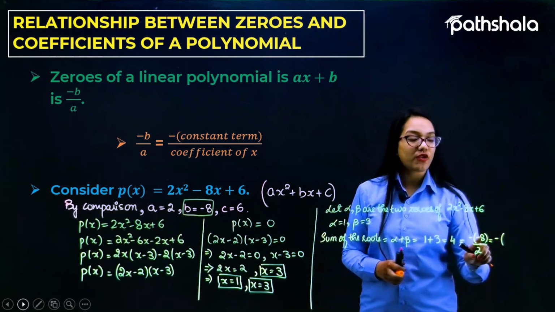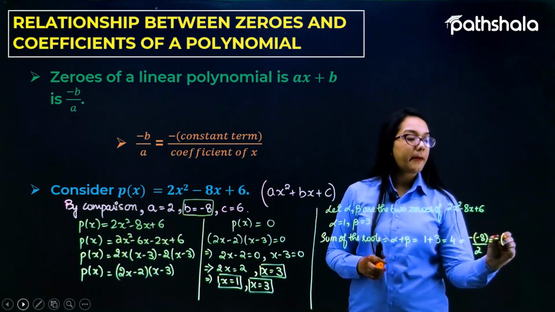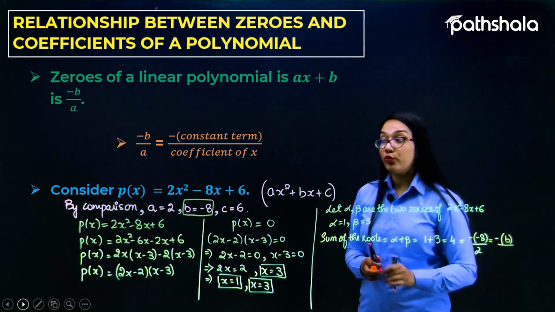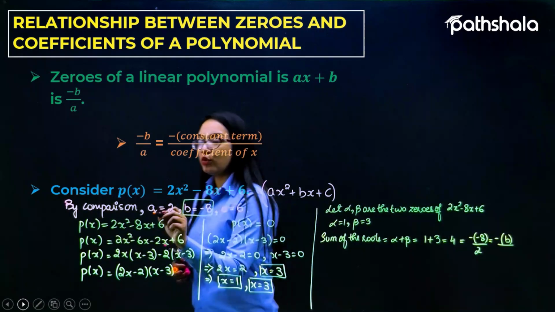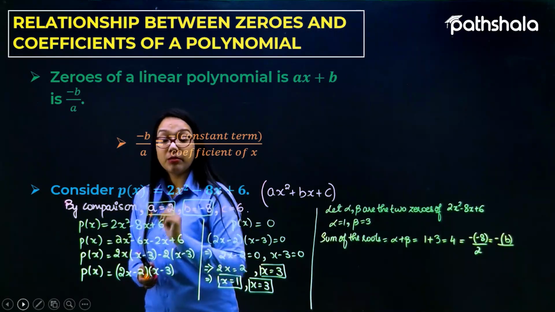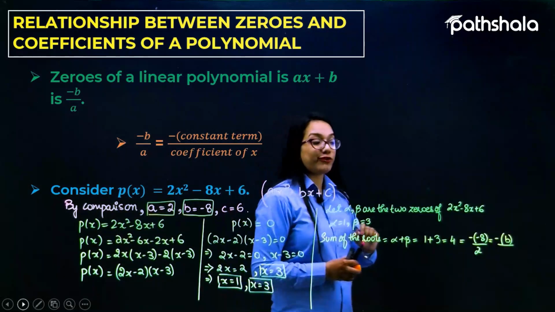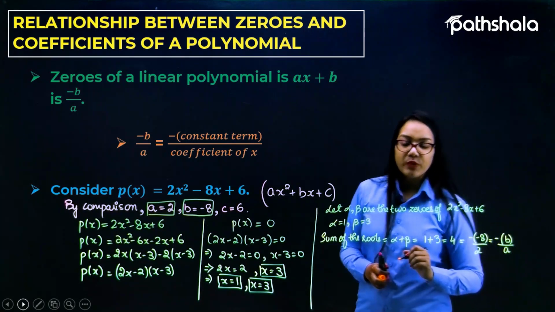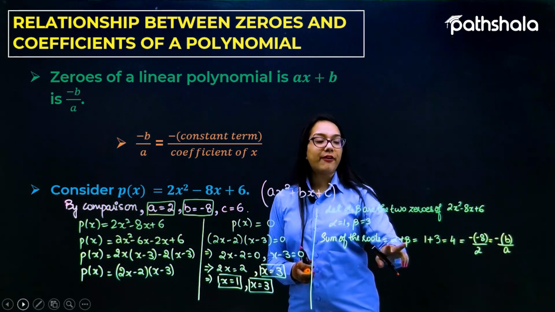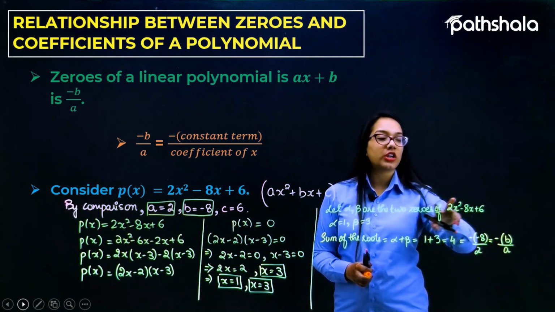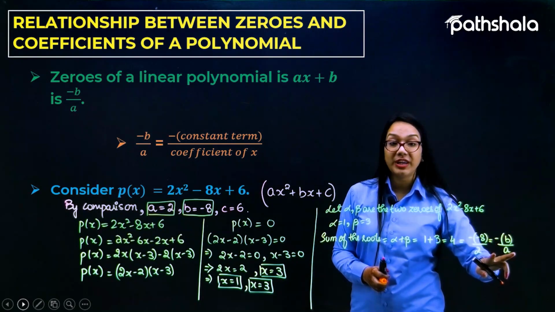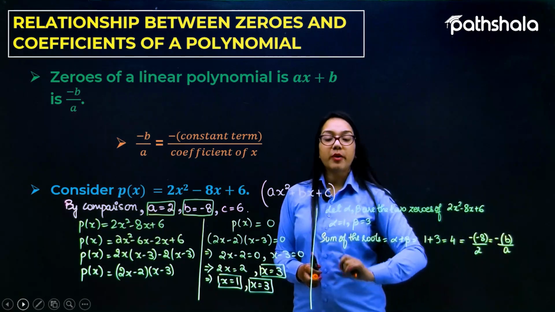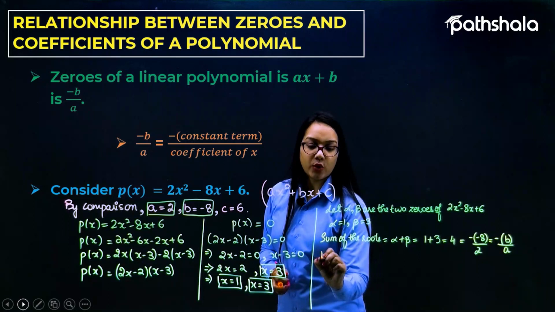It means that in place of minus 8, we can express b divided by 2. And 2 can be expressed as nothing but a, so in place of 2, I can write a. So at the end, we can say that the sum of roots alpha plus beta can be expressed as minus b by a.